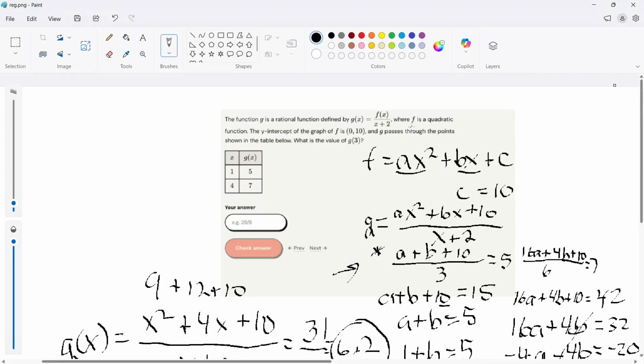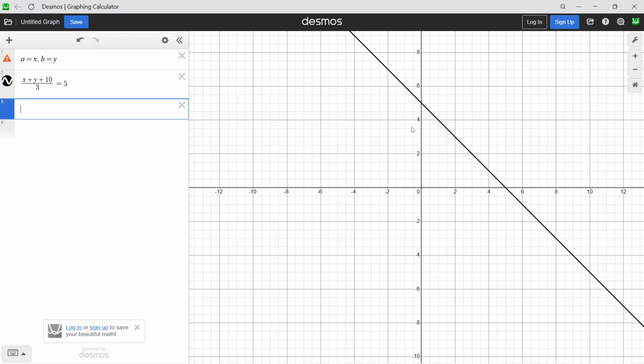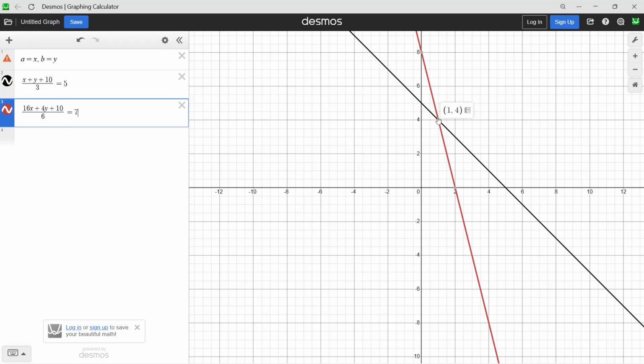And I think I remember the other one, 16x. I always put the slash first. 16x plus 4y plus 10 divided by 6 equals 7. And then I can see where those cross. x is 1, y is 4, which means a equals 1, b equals 4, c equals, I found that earlier, 10.